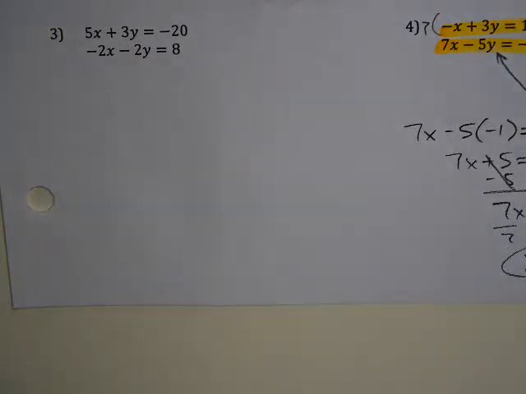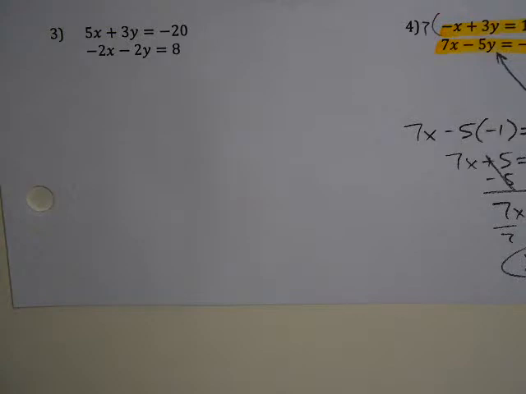So I've got a positive x and a negative x, a positive y and a negative y. So, but I don't have, I can't just multiply a top or a bottom to make this work. I'm going to have to multiply both the top and the bottom. So it's kind of like finding a common denominator.